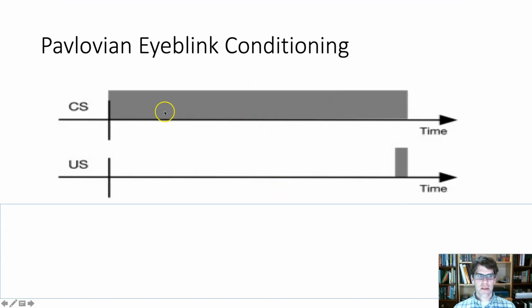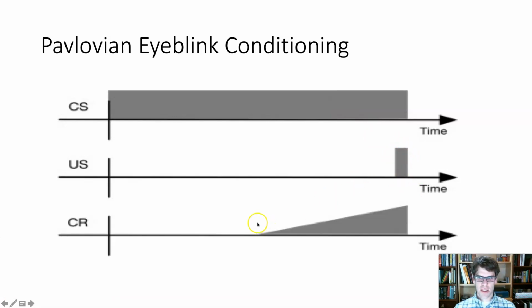Right? So you can see here, conditioned stimuli for a certain amount of time, and then you get an unconditioned stimuli right at the end. And you can see that as they're learning, the conditioned response increases over time. Does that make sense? I don't think I explained that super well.